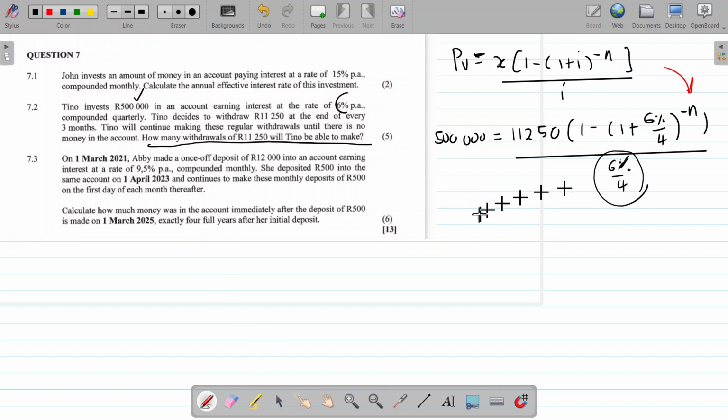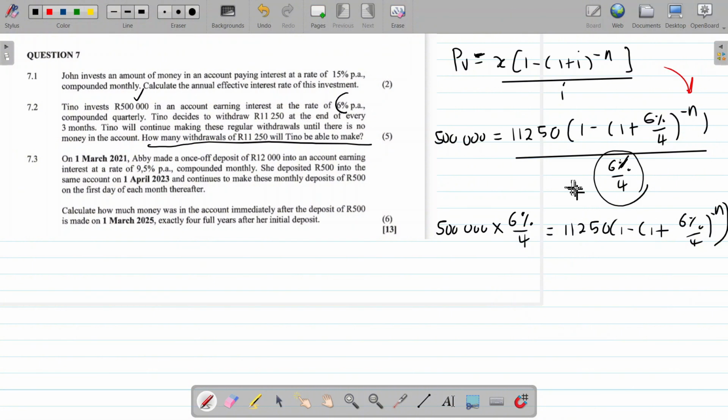I'm going to multiply that on both sides. So it's going to be 500,000 rands multiplied by 6% over 4. And then over on the other side, I'm left with 11,250 into 1 minus 1 plus 6% over 4, and then minus N. Let me close my bracket right there. Then I'm going to divide by this number over here, 11,250, to get rid of it.